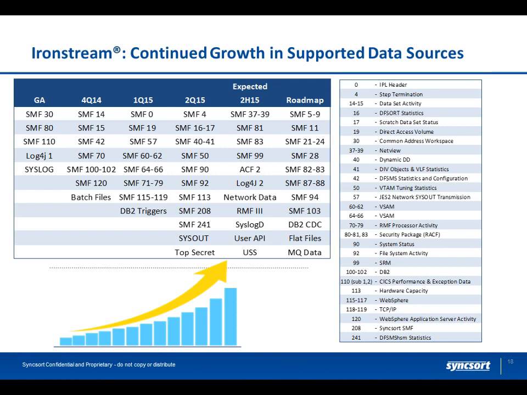We've just announced our capability with 1.3 to support network data. We're about to roll out a user API facility and support for RMF Monitor 3 real-time data. We're just going to roll out support for Unix System Services files as well. And then looking into 2016, we've got a plethora of additional SMF data types that we're going to do, some additional MQ data, some support for other flat files. Again, we're just continuing to grow the number of data sources that we're going to collect with Ironstream and bring into the Splunk environment for analysis.